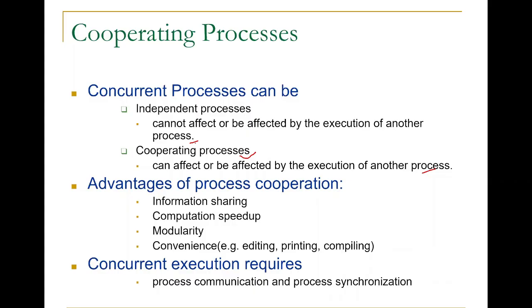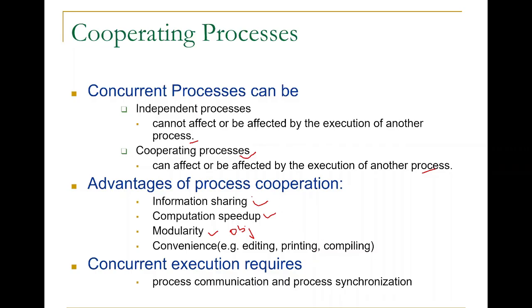Whereas they can, if it's an independent process, it doesn't affect others; it just does its thing and goes. But in cooperating processes, one process affects the next process. The advantages of process cooperation are that information sharing is made available and computation is sped up. You have modularity because each of the different processes is modular, like what we call object-oriented programming. Convenience: editing, printing, and compiling. That's the advantage of cooperating.